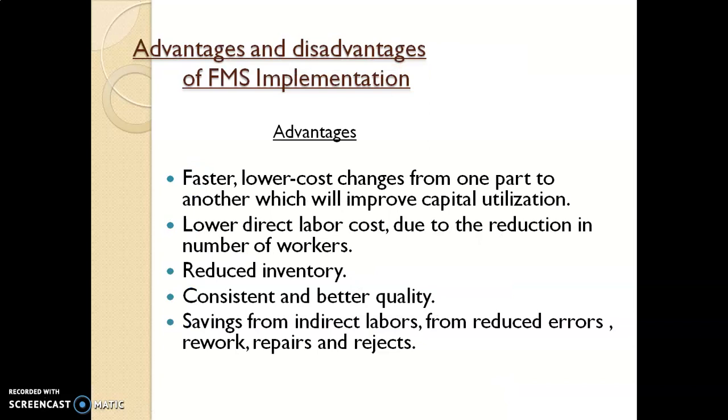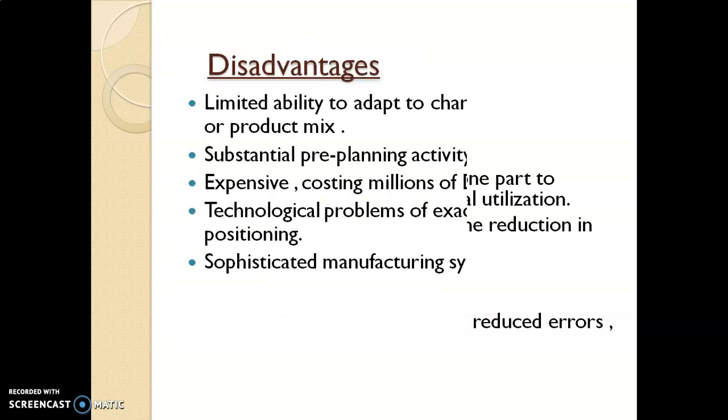And what are the advantages and disadvantages of FMS implementation? While implementing the FMS system, what are the advantages? The first advantage is faster, lower cost changes from one part to another, which will improve capital utilization. Second, lower direct labor cost due to the reduction in number of workers, and reduced inventory. Consistent and better quality, and savings from indirect labor from reduced errors, reworking, repairs and rejection. These are all the advantages of FMS implementation.